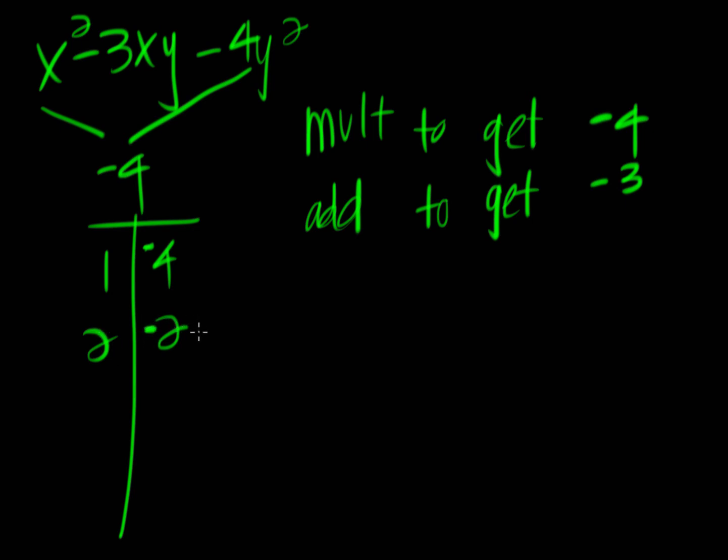If I make one of them negative, that adds to give me 0, so I needed to add to give me negative 3. I know 2 and negative 2 won't work. Let's see about 1 and negative 4. 1 plus negative 4 is negative 3. So that's what I want to work with. I put a 1 off to the side, and I put a negative 4 right there with it.